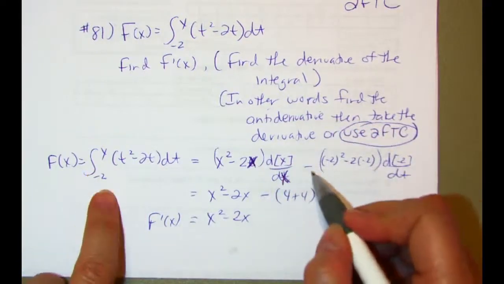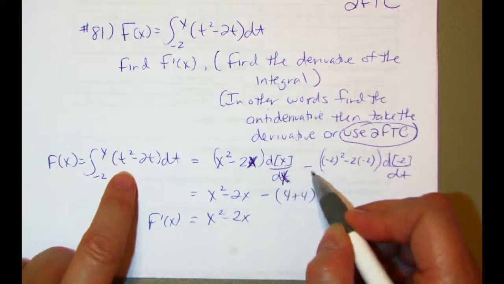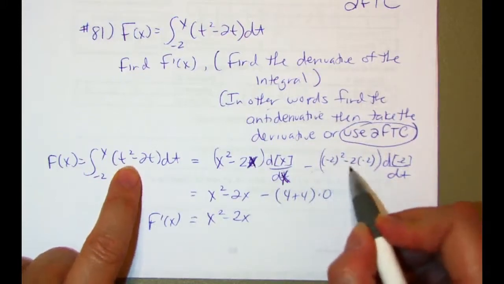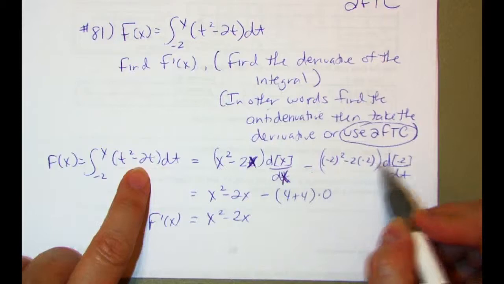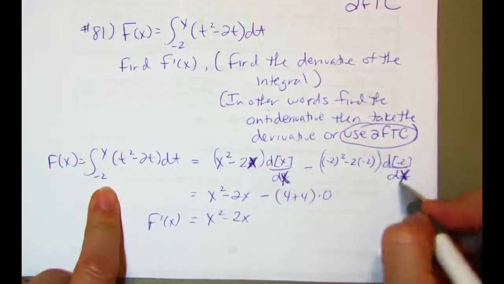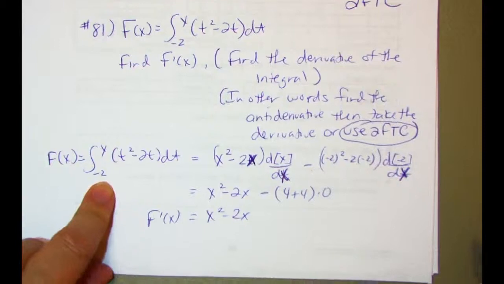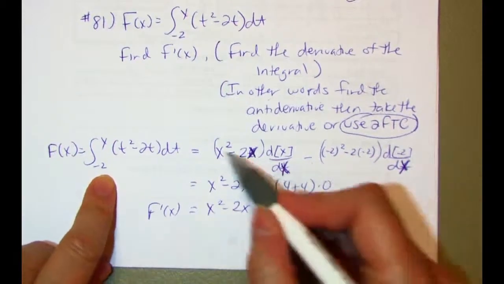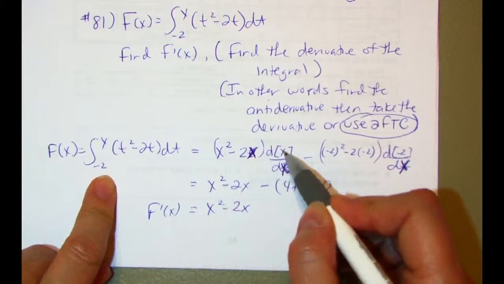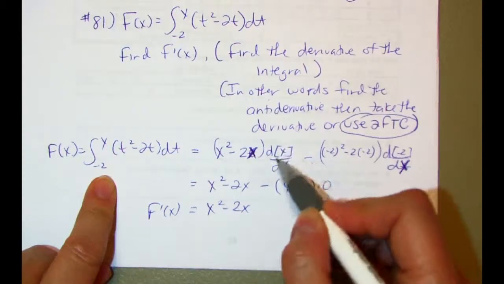Minus, now I'm going to go down to this bottom value. I'm going to take this same function, wherever I see a t, I'm going to put in my negative 2. So negative 2 quantity squared minus 2 times negative 2 times the derivative of negative 2 with respect to x. Sorry, I got t happy. So this just gets copied. The derivative of x, well, taking the derivative, remember you decrease it, is just 1.